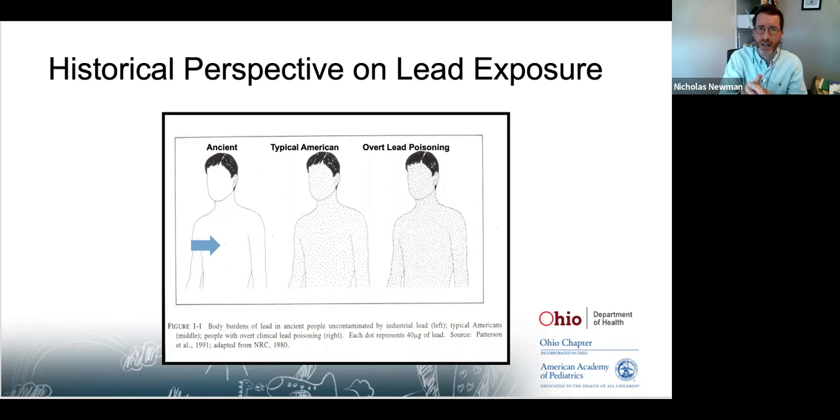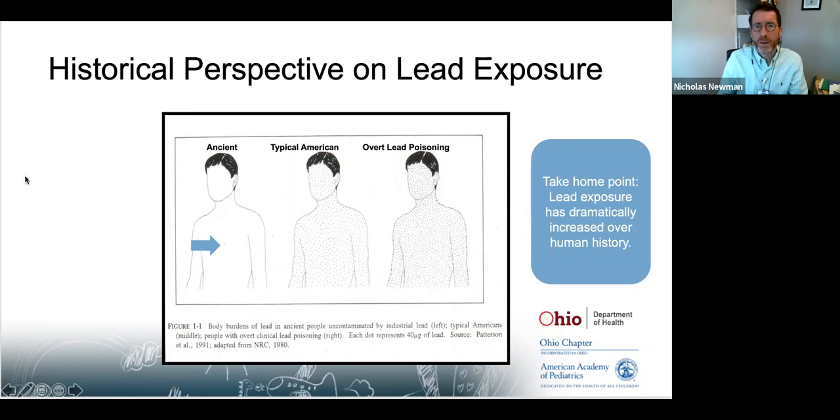And the typical American in the late 20th century was exposed to the one in the middle. So that's at least hundreds of times more. And then overt lead poisoning is probably 10 or 20 times more. It gives you an idea, once again, of this historical perspective: lead really wasn't in the environment until humans started digging it up and messing with it. And in that way, it's toxic to everything. It's toxic to humans, other animals, plants, mitochondria. You could kill almost anything with lead. Next slide, please.